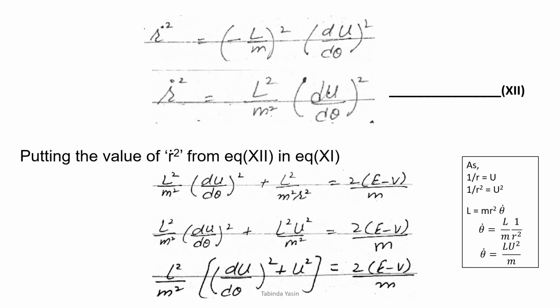we know that a minus term when squared is converted into positive. So minus L whole square will be equal to positive L square. So we have the equation 12.